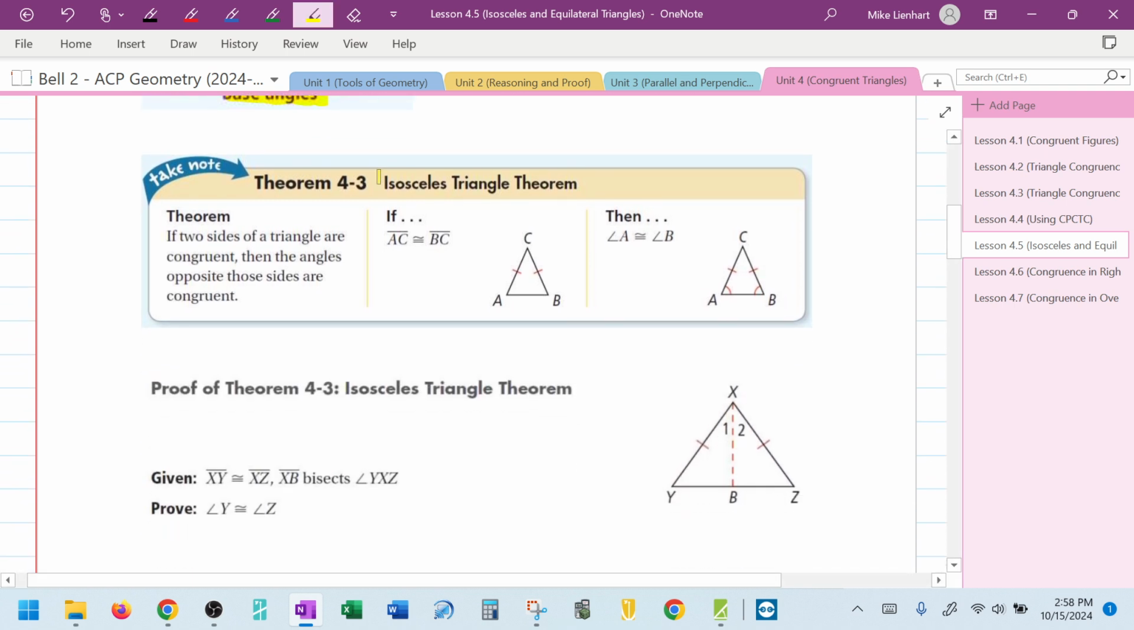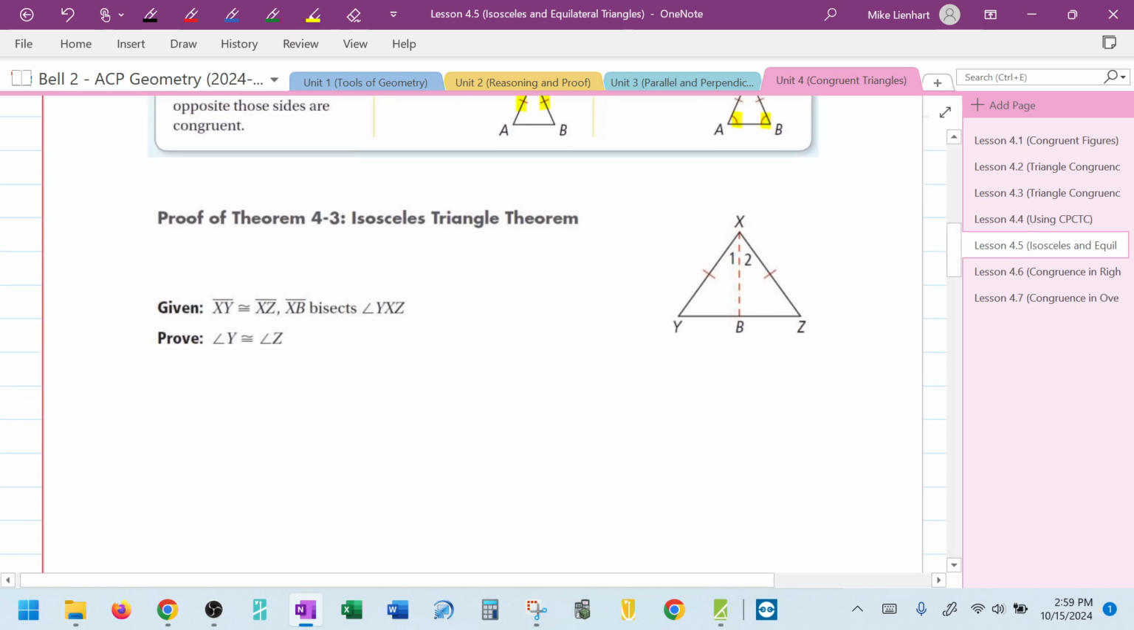We have a theorem called the isosceles triangle theorem, and here's what it basically says. If you have an isosceles triangle, then the angles that form the base are also going to be congruent. So again, if we have two congruent sides, another way to think about it is that the angles opposite those sides must also be congruent. So let's prove it. Why does it work?